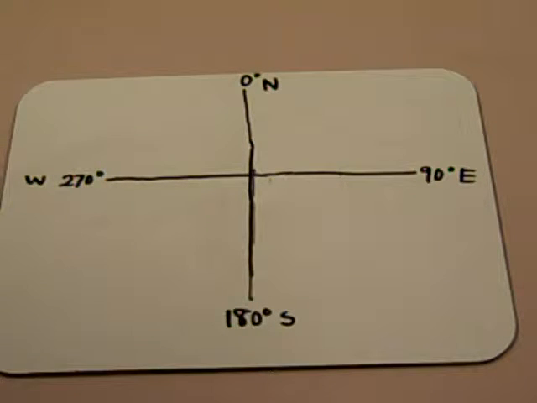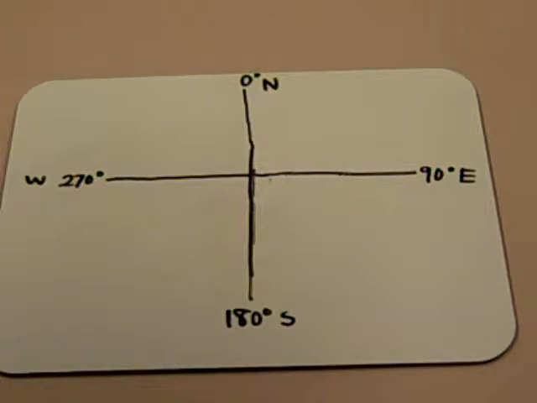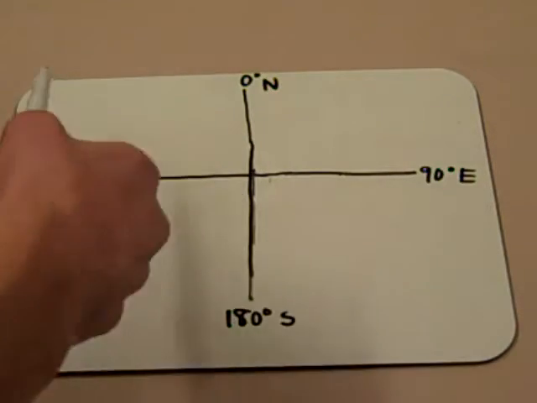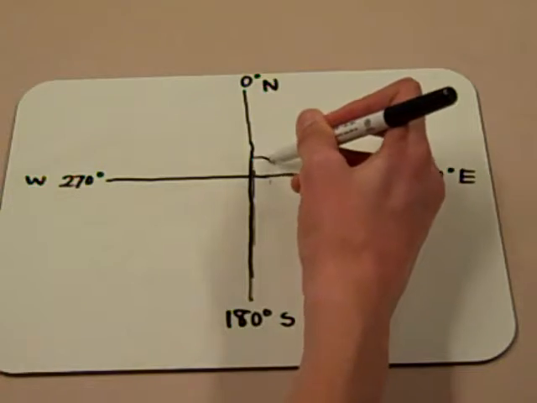To start, you must set up a coordinate axis with north at 0 degrees along the upward-facing y-axis, going clockwise. Each axis is east, south, and west respectively. So a bearing of 180 degrees would be south along the negative y-axis.